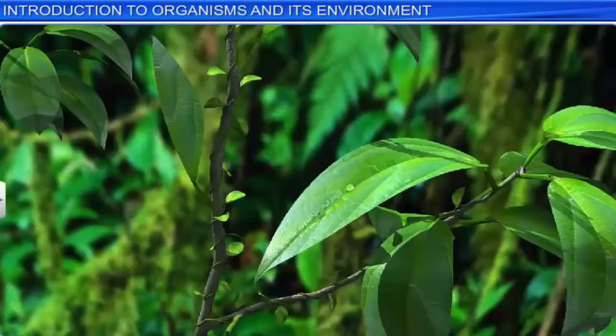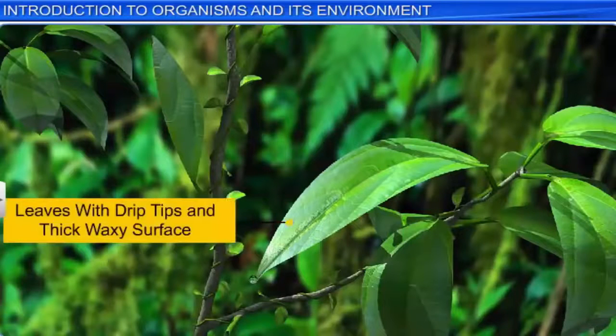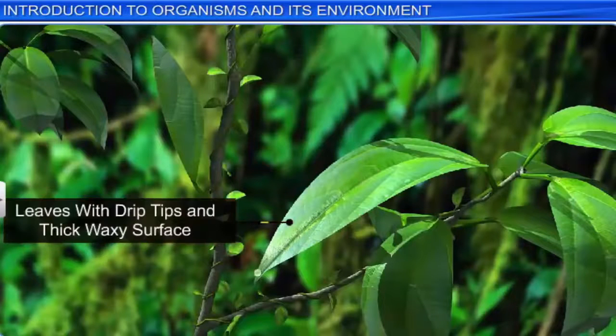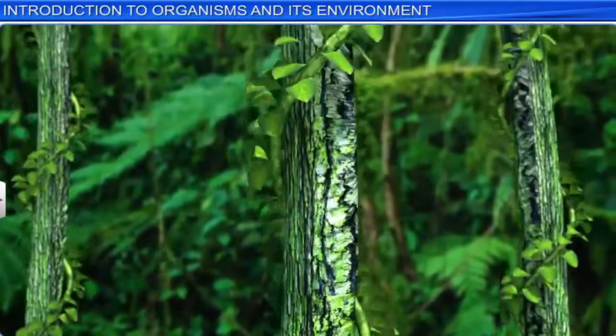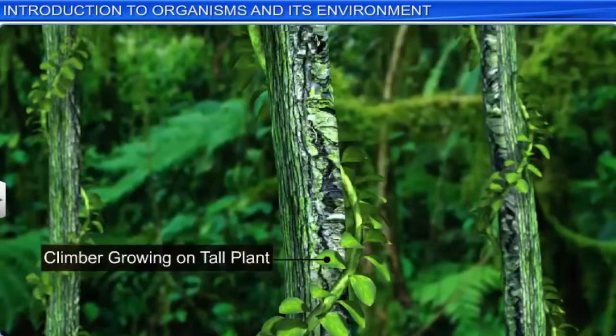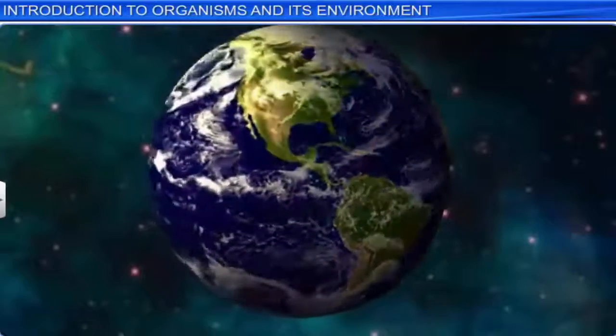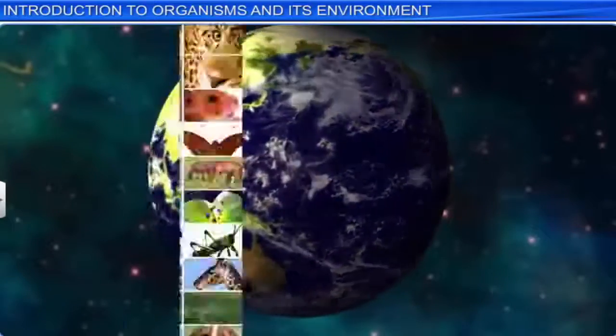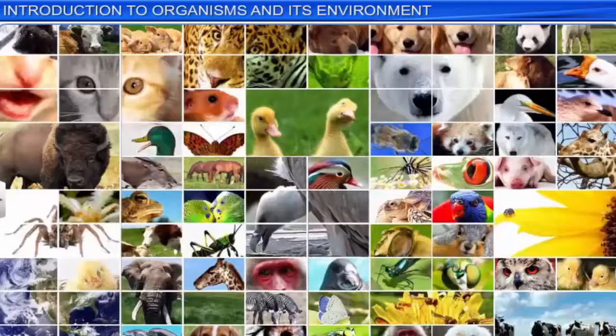On the other hand, plants growing in rainforests have developed special mechanisms such as leaves with drip tips and thick, waxy surfaces which allow water to run off. Moreover, some climbers grow on tall plants to receive sunlight. In this way, every organism slowly adapts to the physico-chemical conditions of its habitat as well as its biotic components to survive and reproduce.